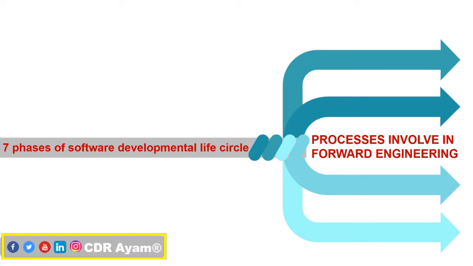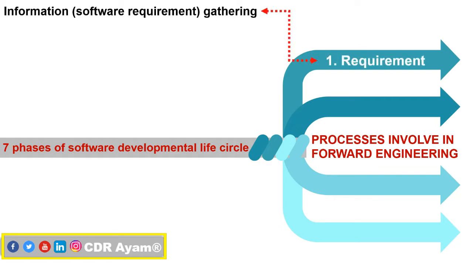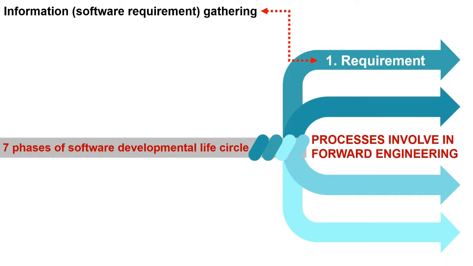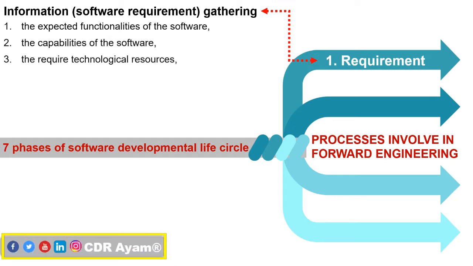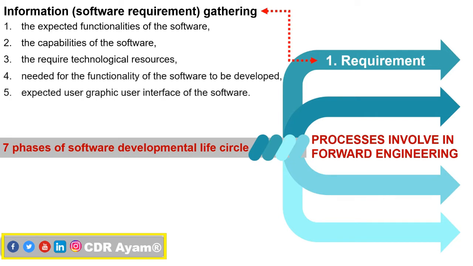Using the 4 categorized phases, simplified out of the 7 phases of the software development lifecycle, to represent forward software engineering, before a software is developed, a software developer is first expected to gather requirements about the software. The requirements may include the expected functionalities of the software, the capabilities of the software, the required technological resources needed for the functionalities of the software, and the expected graphic user interface of the software.